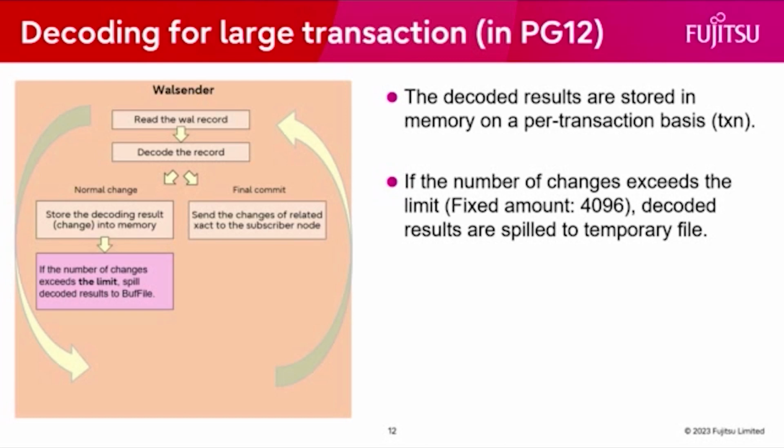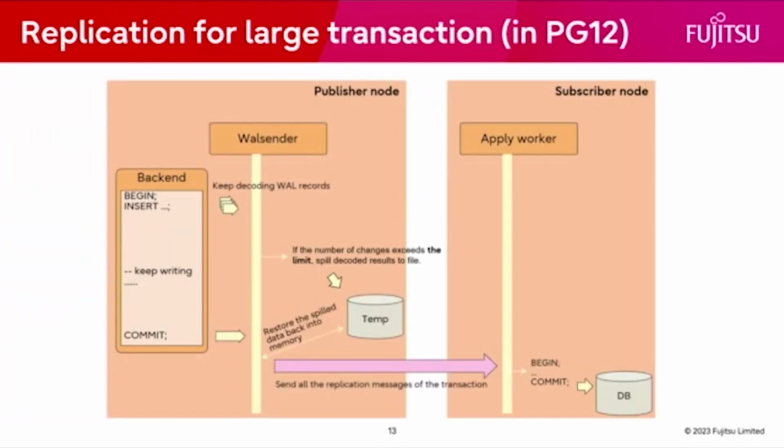When the transaction is committed and the commit record is decoded, the walsender must first restore the decoding result from the temporary file and then send all of the decoding results to the subscriber side. Okay, this sequence diagram provides an overview of the workflow. As written in the left square, on the publisher side, the walsender writes a decoded result to a temporary file and reads it before sending to the subscriber.